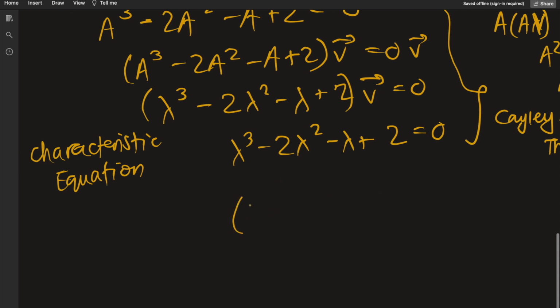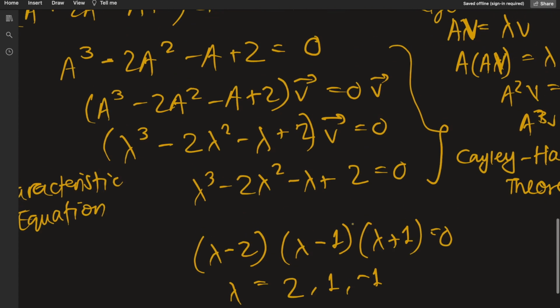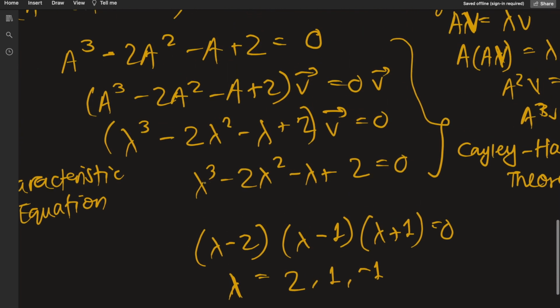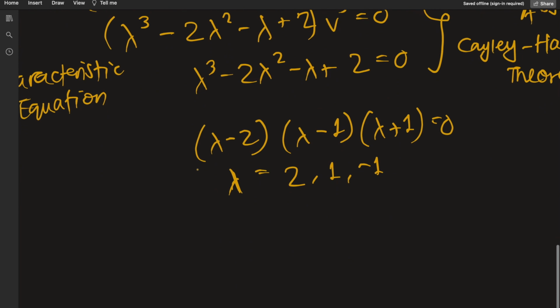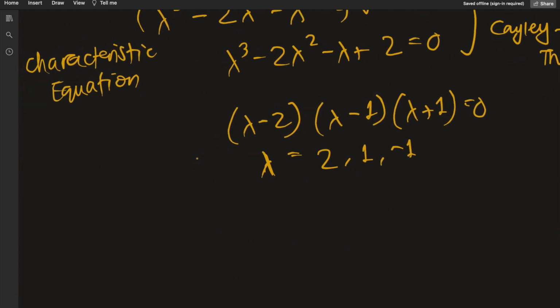And again, we have to factorize this out. Lambda minus 2, lambda minus 1, lambda plus 1 is equal to 0. Eigenvalues are lambda equals positive 2, positive 1, negative 1. Yes, 3 eigenvalues. Okay, now let's actually try to solve for the eigenvectors.